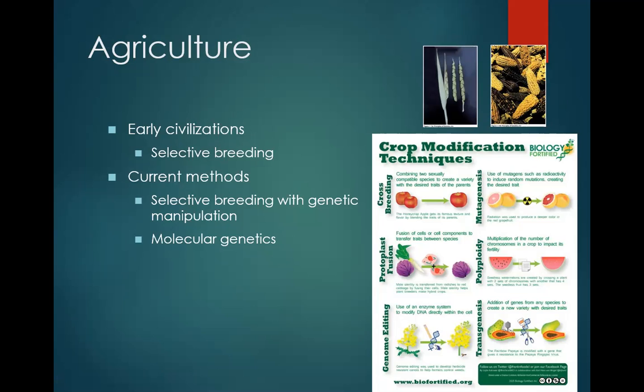Now we use selective breeding, but we also use genetic manipulation to make genetically modified plants. We use molecular genetics to understand how plants change over time and to help us select the best plants for feeding the nation and feeding the world.